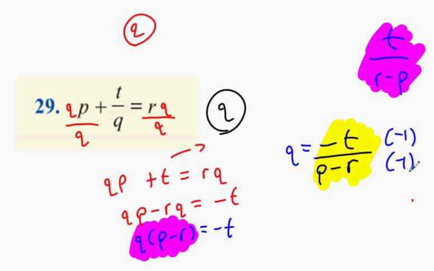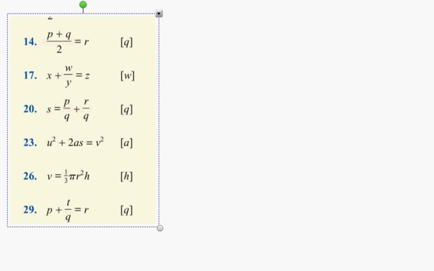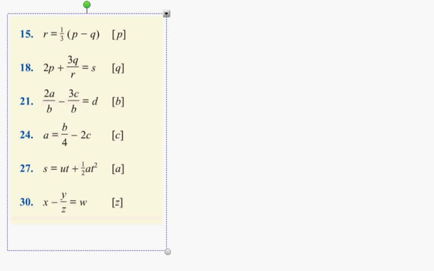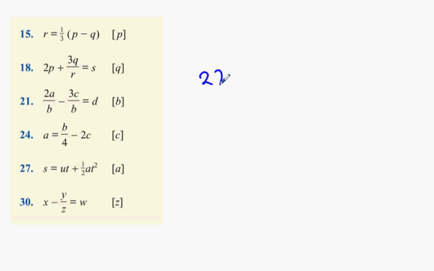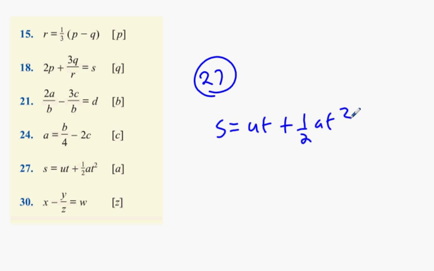Okay. Now, I think we're good to drive on. I suppose the only one I'd need to look at maybe is 27. And in question 27, okay, guys, what does it mean by half AT squared?